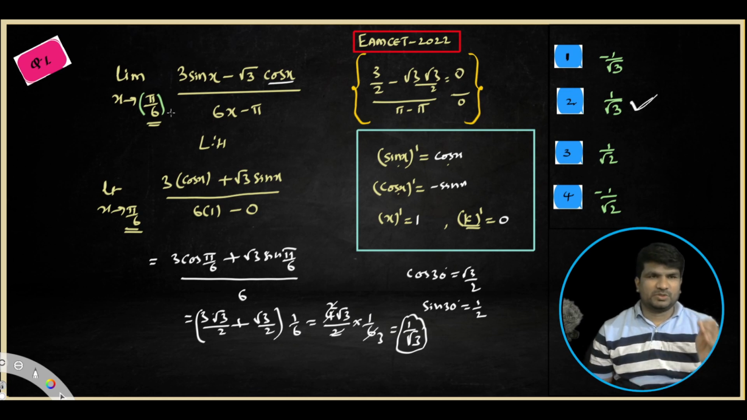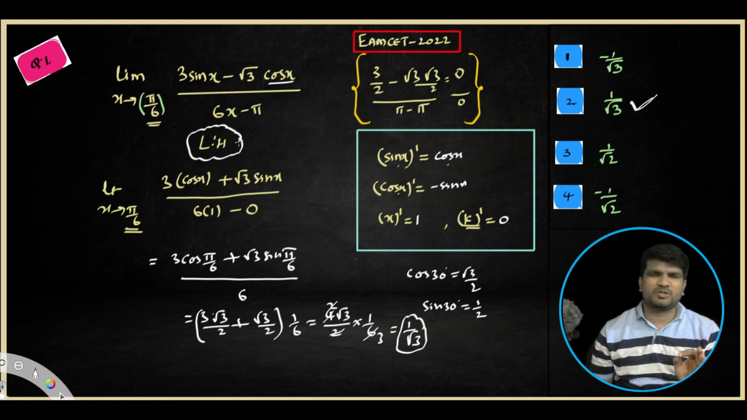Okay. So see one more time. X tends to pi by 6. In the numerator and denominator, if you write x equals pi by 6, we get 0 by 0. So whenever you get 0 by 0, we have to use L'Hospital rule. Differentiate the numerator as well as the denominator according to L'Hospital rule, then apply the limit. Okay.